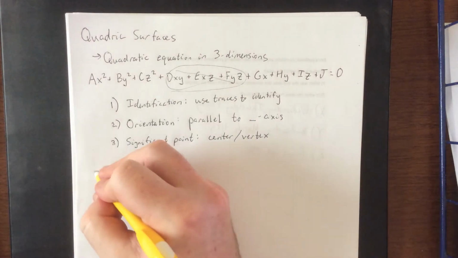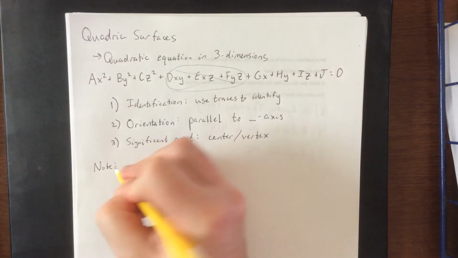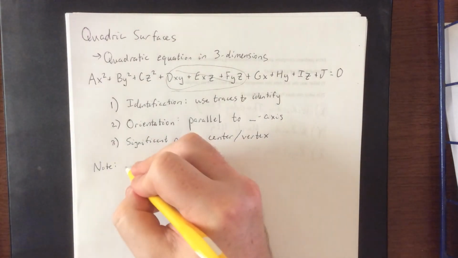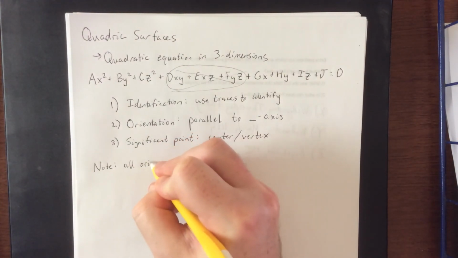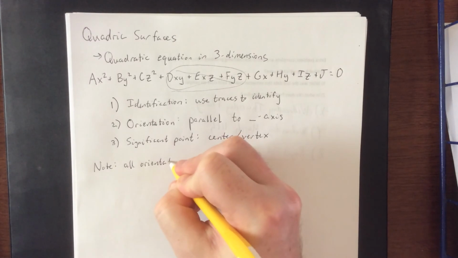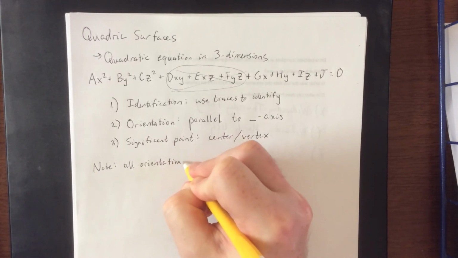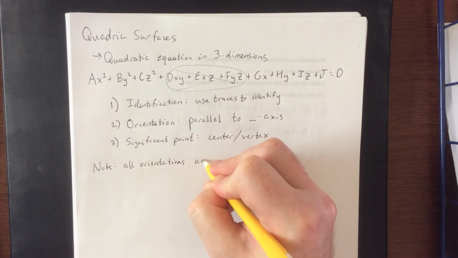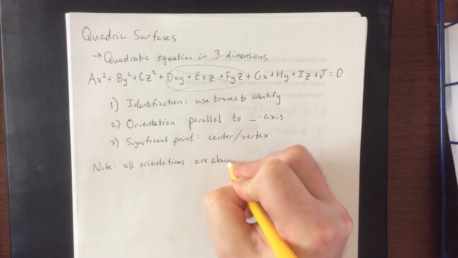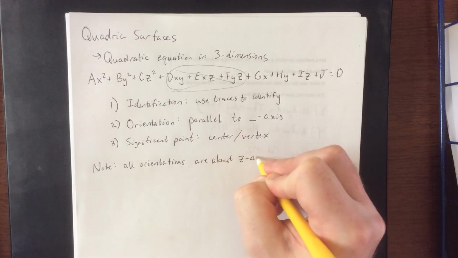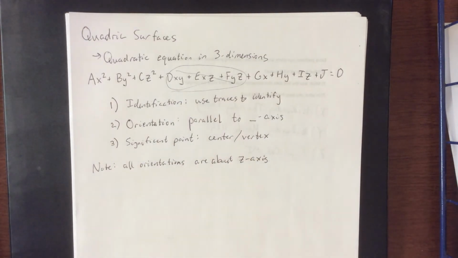So please note that in the examples that I'm going to be introducing, all orientations to start are about the z-axis. This is simply for the sake of simplicity, for introduction. We'll get into more complicated stuff later on.